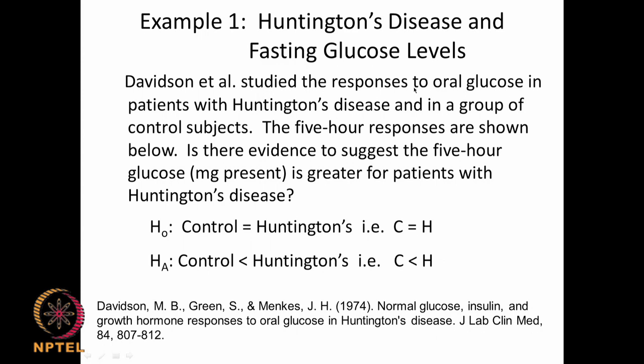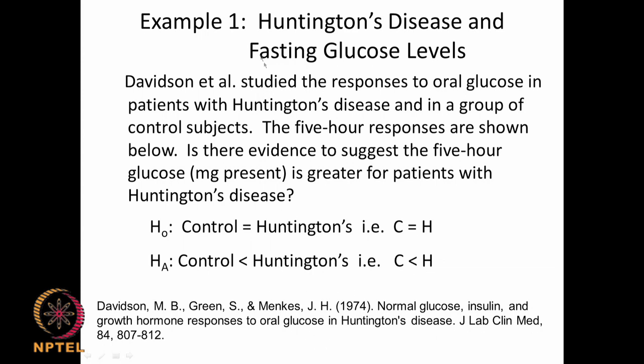So, glucose is given orally to those with Huntington disease as well as to a control group, and then after 5 hours the data is collected, that is the glucose present in terms of mg. The hypothesis is that glucose is greater for patients with Huntington disease. That means H0 is control equal to Huntington, we will call it C is equal to H, and HA is control is less than Huntington. Do you understand? Control is less than Huntington. So, C is less than H.